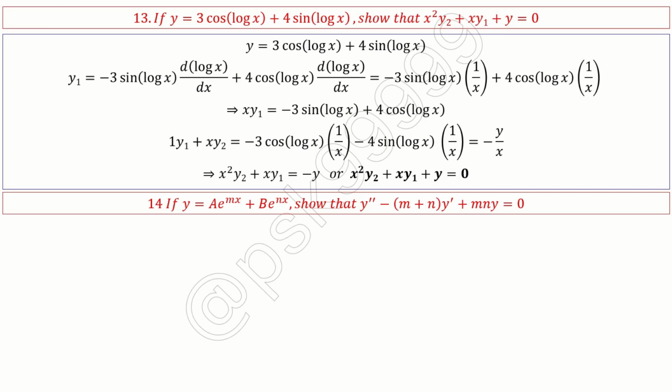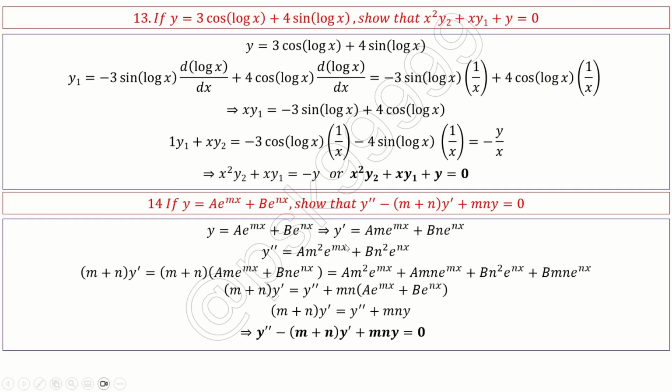Next, y equals a e to the power of mx plus b e to the power of nx. Show that y double dash minus (m plus n) y dash plus mn y equals 0. This is also straightforward. You first get y dash. y dash is nothing but a m e to the power of mx plus b n e to the power of nx. y double dash is a m square e to the power of mx plus b n square e to the power of nx. Now m plus n into y1, y dash, which is m plus n into this value. You expand it: m into the first term, m into the second term, n into the first term, n into the second term.